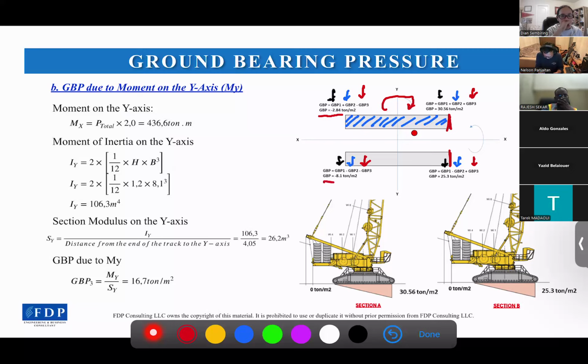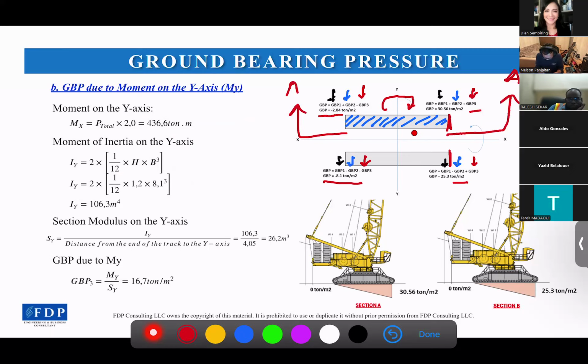And for this one, I get minus 8.1 ton per square meter. And we go to the front, it's 30.56 ton per square meter. And the last one is 25.3 tons per square meter. So if we look at section A, if we look at this track to this side, then we can see the ground bearing pressure like this.